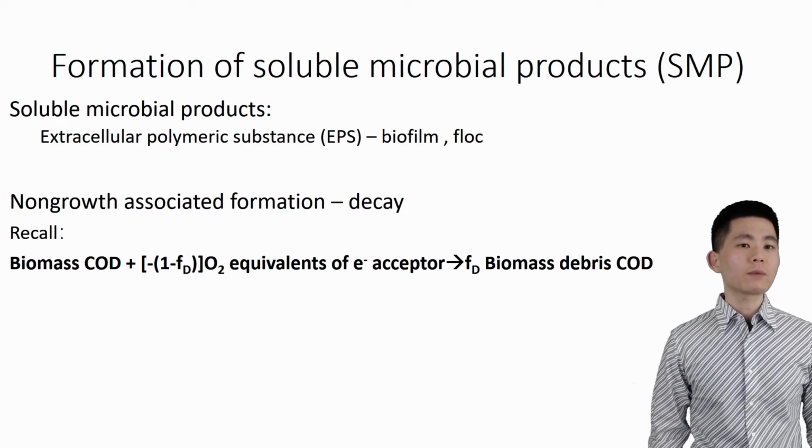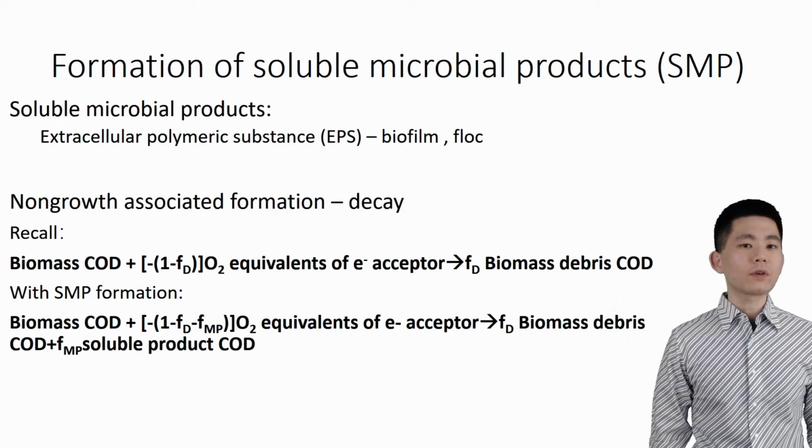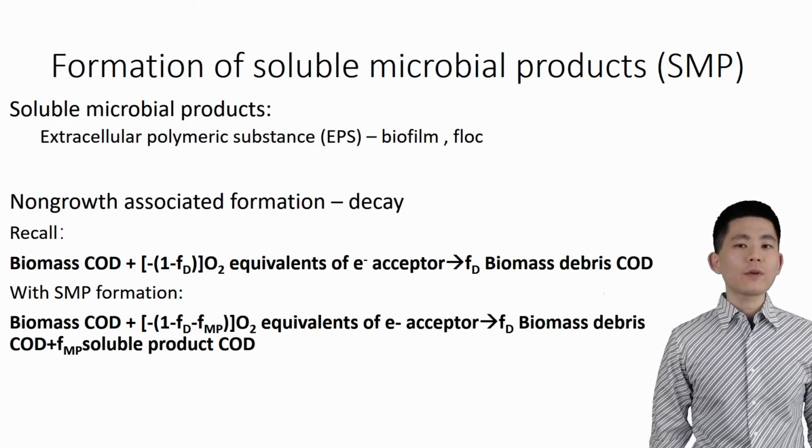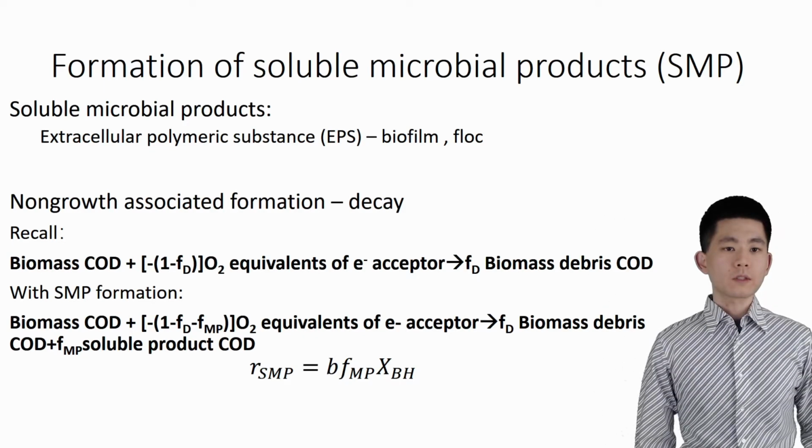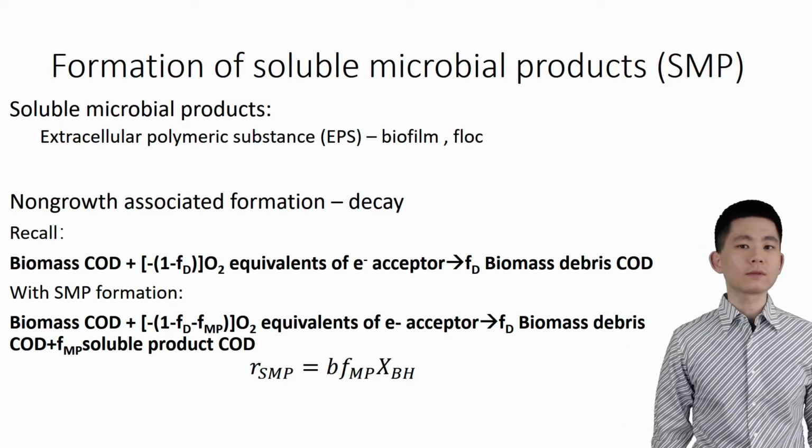To get the stoichiometry of non-growth associated formation of SMP, let's first recall the stoichiometry of the traditional decay model. Then we can write the stoichiometry with SMP formation. FMP is the fraction of biomass electrons that goes to form SMP. The kinetic equation is based on the stoichiometry: the non-growth associated formation rate of SMP equals the specific decay rate times FMP times active biomass concentration.